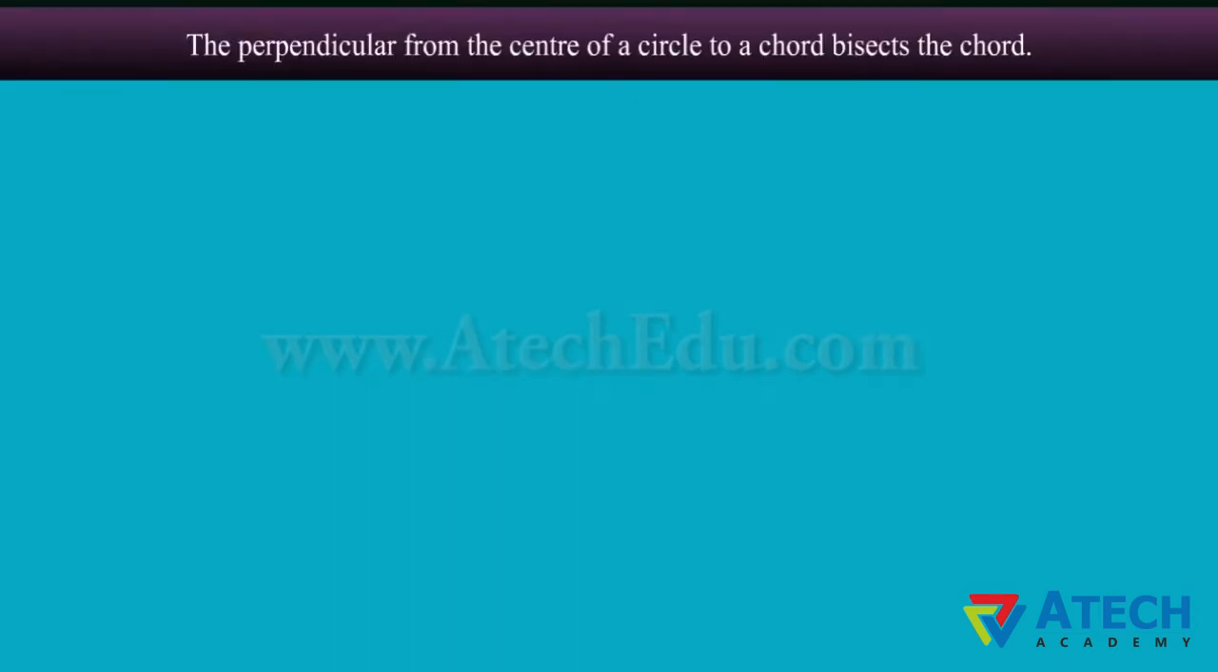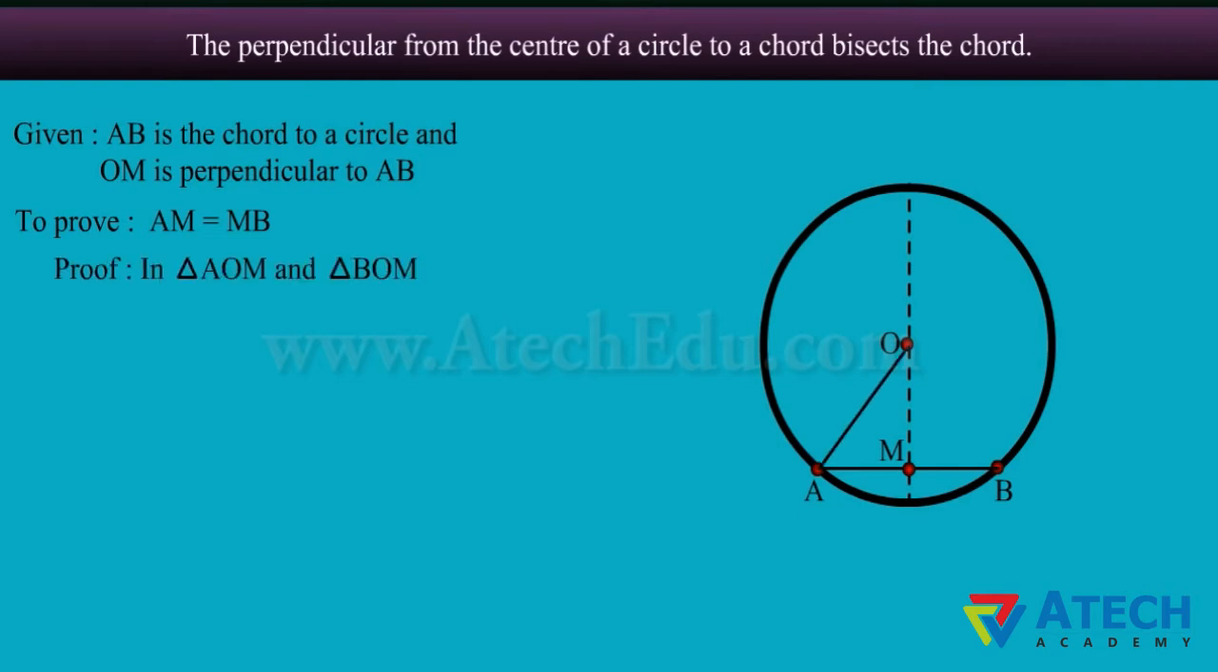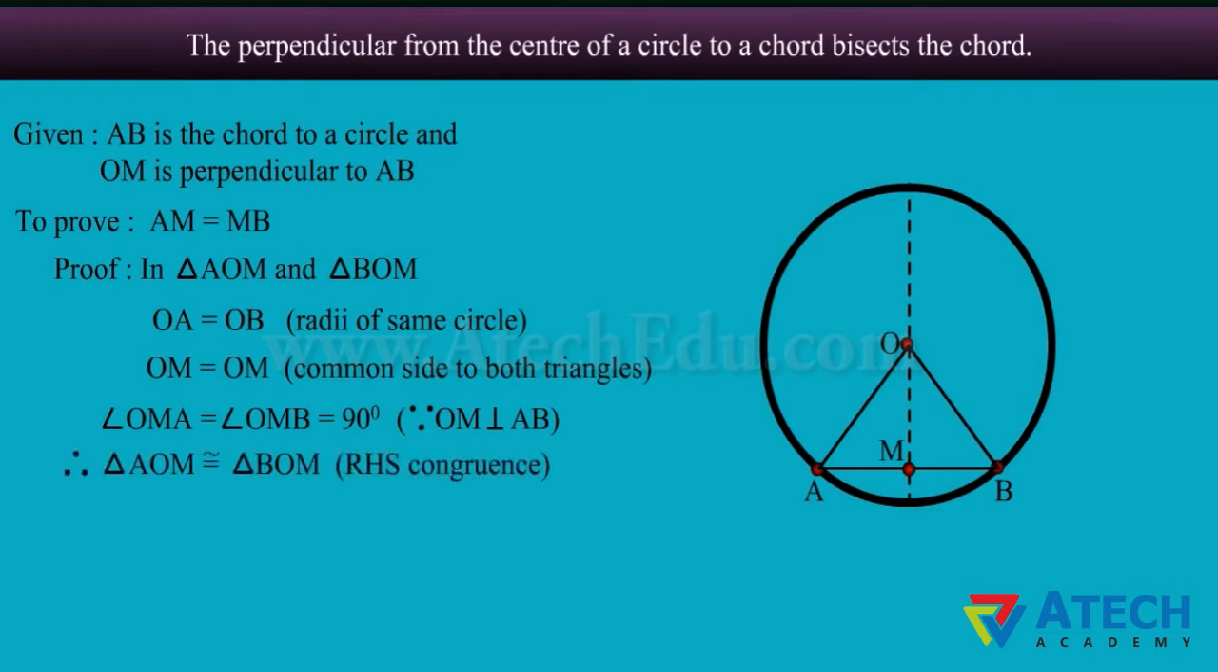The perpendicular from the center of a circle to a chord bisects the chord. It is given that AB is a chord and OM is perpendicular to AB. We have to prove that AM is equal to MB. In triangle AOM and triangle BOM, OA is equal to OB because they are radii of the circle. OM is common in both the triangles. Since OM is perpendicular to AB, hence angle OMA and angle OMB are both 90 degrees. Thus, by RHS congruence, triangle AOM is congruent to triangle BOM. So, AM is equal to BM by CPCT.